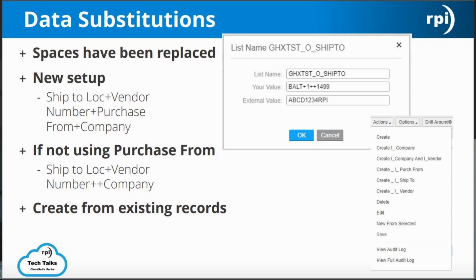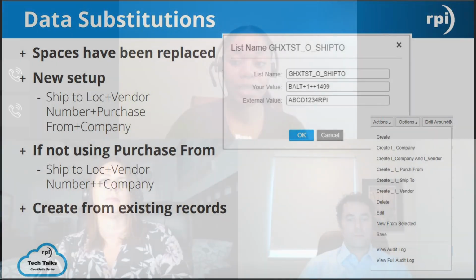As a former EDI administrator, the best new functionality to me is that the proper spacing in the data substitution table is no longer needed, and is now replaced with a plus sign when adding the ship to records. Any EDI admin knows in previous versions, missing one space will cause everything to fail. That record now has your ship to location, a plus sign, your vendor number, a plus sign, your purchase from, plus sign, then the company.